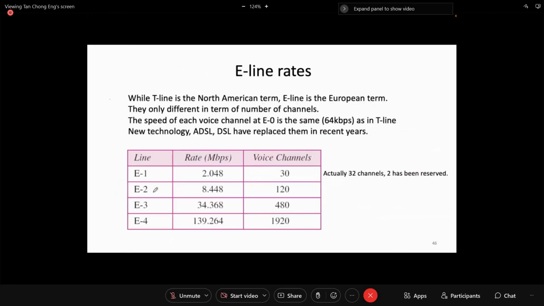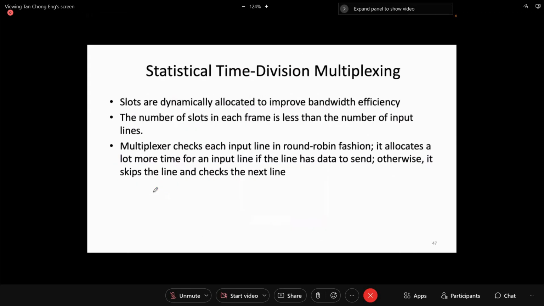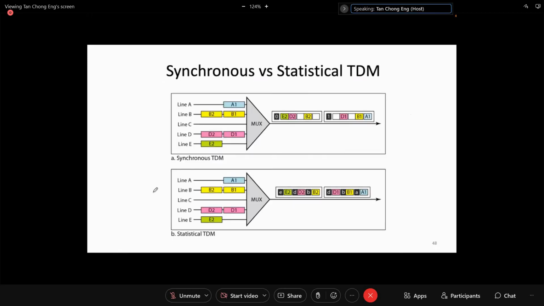Okay, I think these are the same one. And then statistical time division multiplexing is another technique. It tries to make full use of the line. If you look at this diagram here, you see the data is not consistent. Some users send more data, some users send less data. So it actually makes the multiplexing process not efficient.